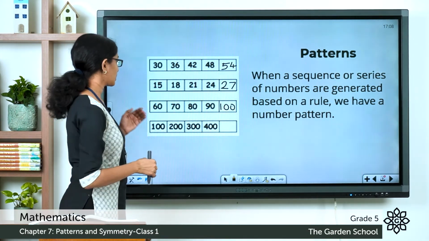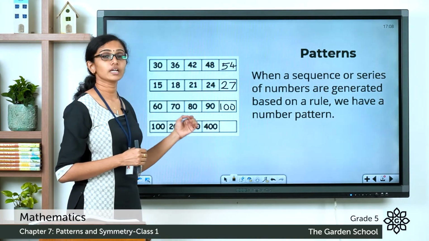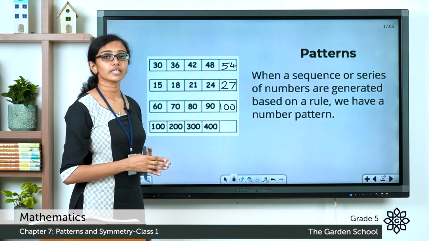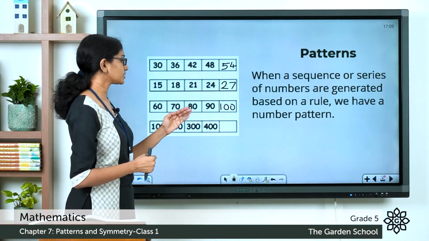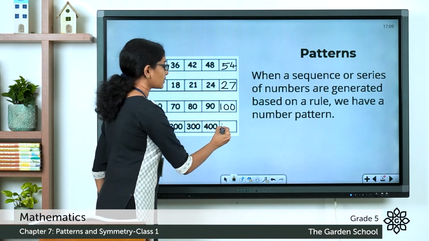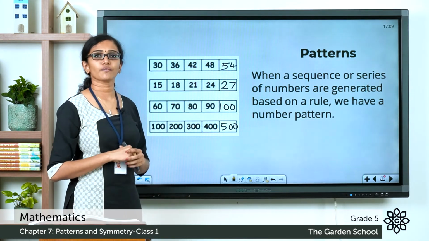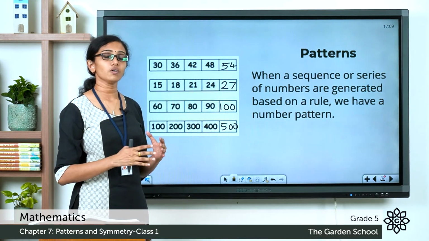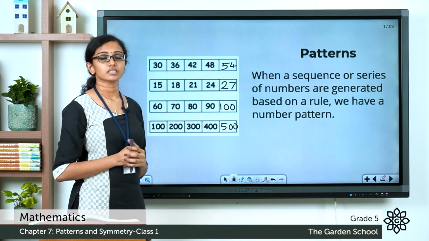Now, the last one: 100, 200, 300, 400. The numbers are proceeding in terms of hundreds. What should be the next number? It should be 500, and it may go on like that. So these are a few examples of number patterns. You can have many different types of logic for creating number patterns or sequences.